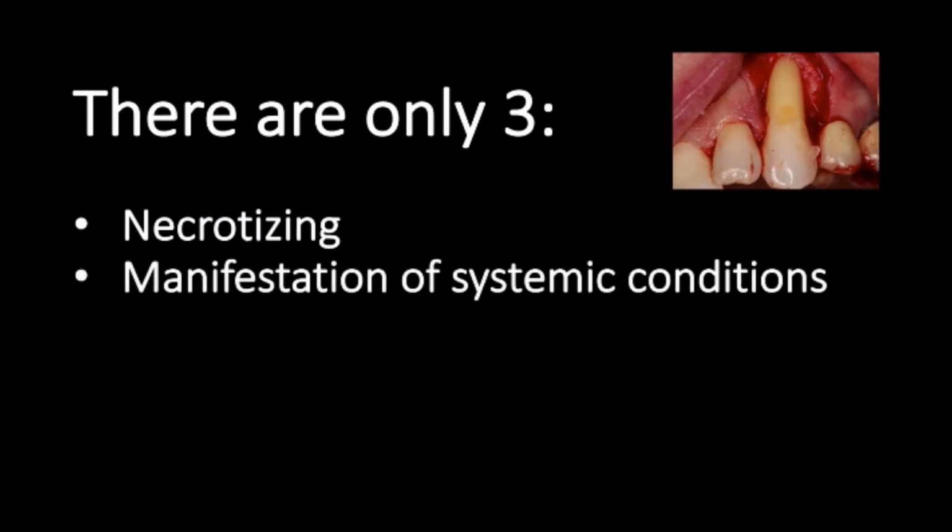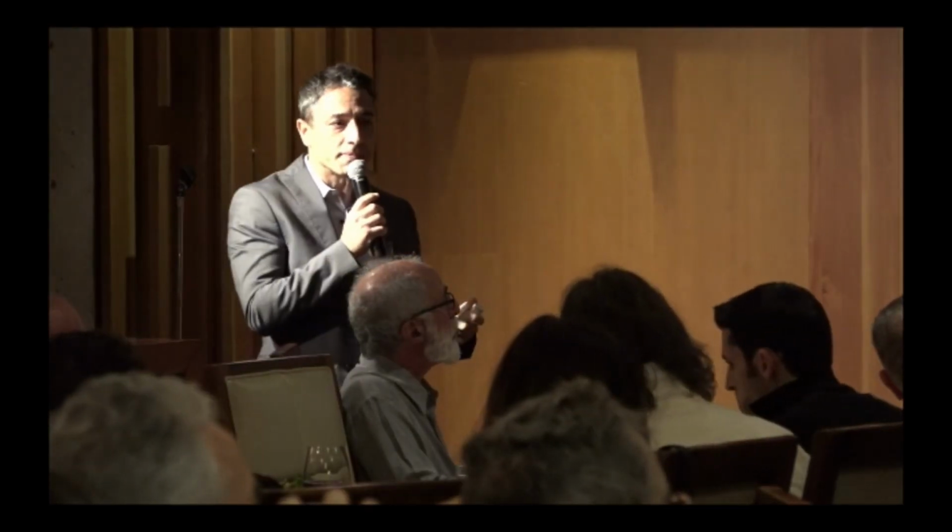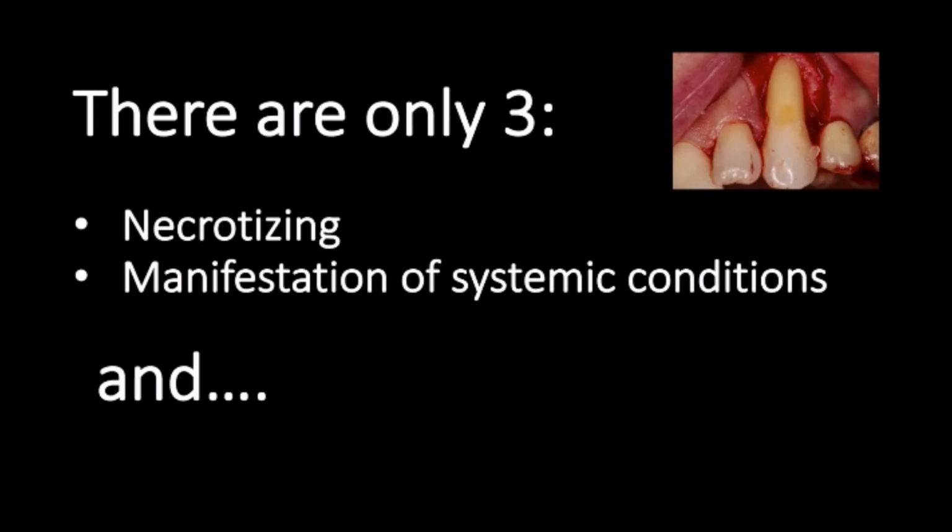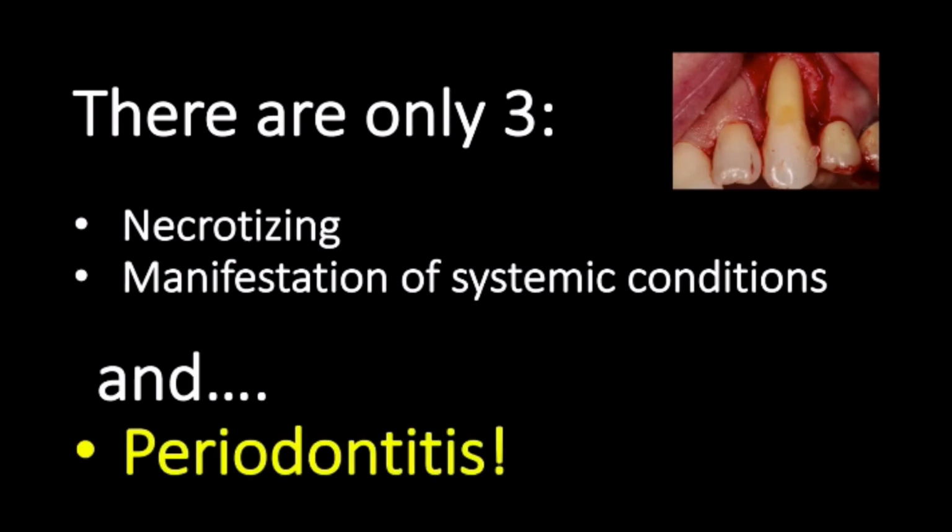This is where we get in trouble and we get confused. So let's keep things simple. Currently, the diagnosis of perio has only 3 categories. From about 10 or 12, it got narrowed down, so things are much simpler. Let's understand what those are. One is a necrotizing condition. One is induced by a systemic condition. And what's the last one? Anybody? The last one is periodontitis. That's it. Periodontal disease is now 99% periodontitis.